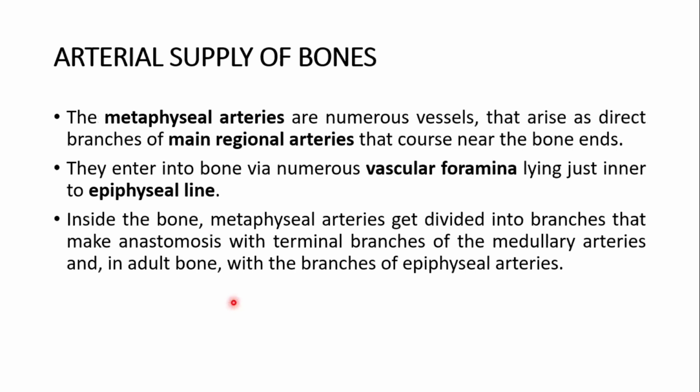You could see this. The metaphyseal arteries are also numerous vessels that arise as direct branches of main regional arteries that course near the bone ends. I showed you the picture of the metaphyseal arteries. They enter into the bone via numerous vascular foramina lying just inner to the epiphyseal line. Inside the bone, metaphyseal arteries divide into branches that make an anastomosis with terminal branches of the medullary arteries and, in adult bone, with the branches of the epiphyseal arteries.